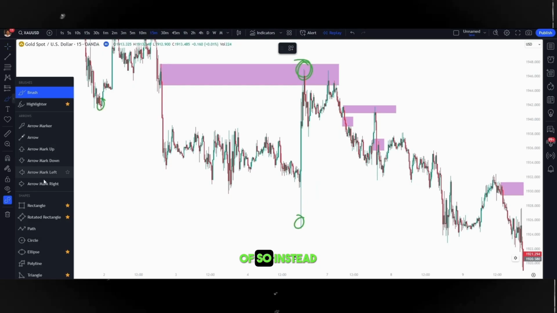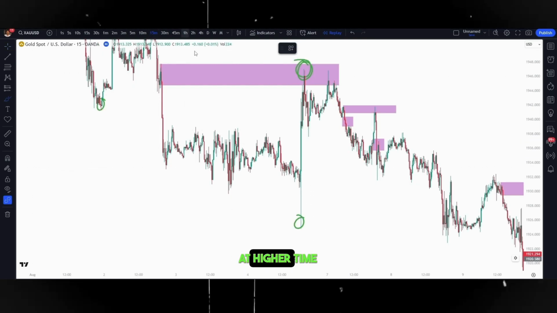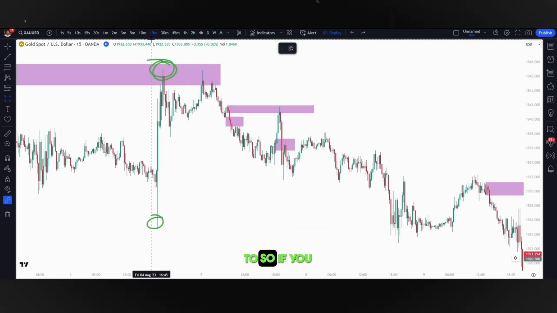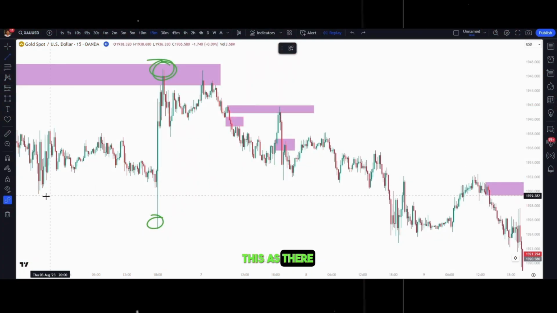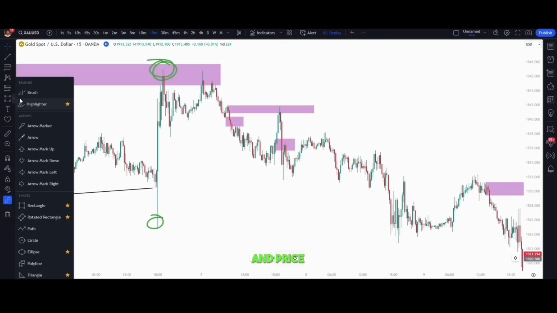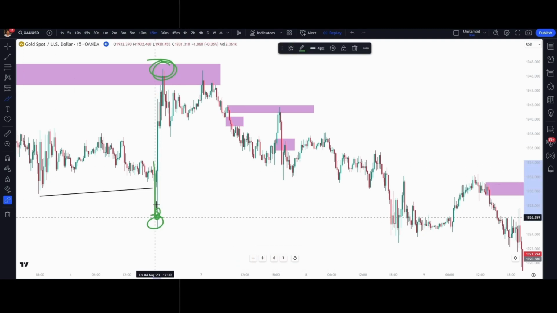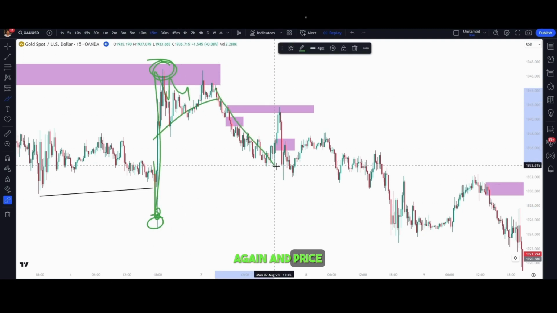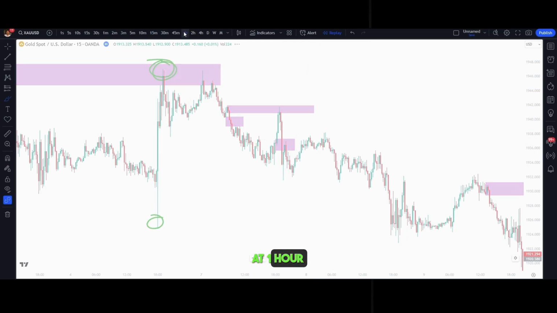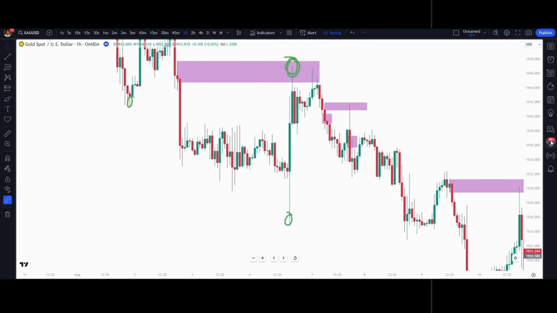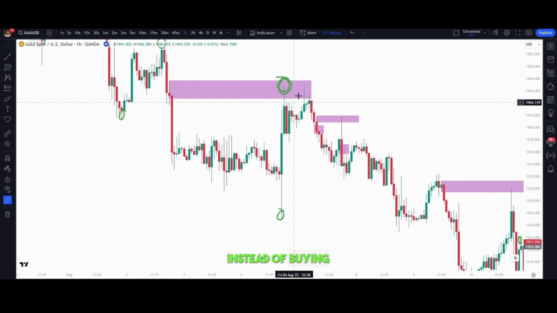So instead of looking at 5 minute, look at higher time frame, where the higher time frame is going to. If you are analyzing on 1 minute directly, then you don't know where the market is going to. For example, on 5 minutes, we will see this as liquidity, and price swept the liquidity from this low and it started to go up. This is liquidity again, and price will hit this order block and it will start to go up. But if we look at 1 hour, we will see that price is now going to the downside. So instead of buying, we will look for sell side entries only.